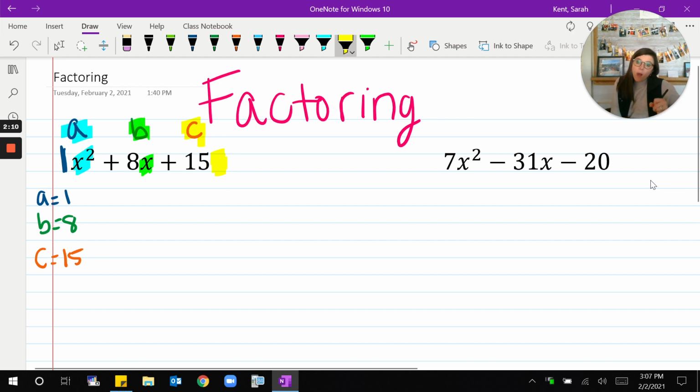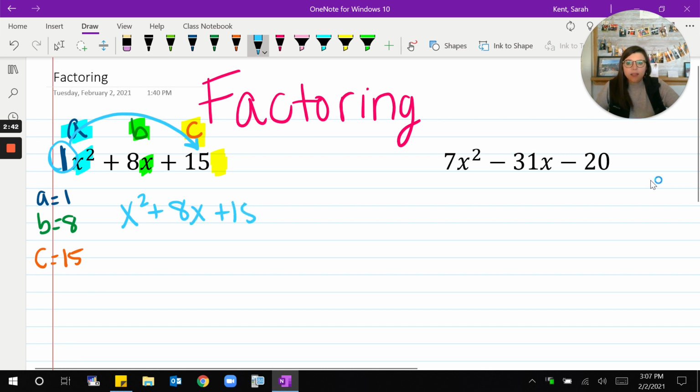All right, so step 1, what we have to do is we're going to take A and we're going to slide it all the way to the back with C. So I'm taking A, which here it's 1, and I'm going to slide it all the way to the back with C. So how we do this is I'm going to do 1 times 15. So 1 times 15 is 15. So here I would end up with x squared plus 8x plus 15.